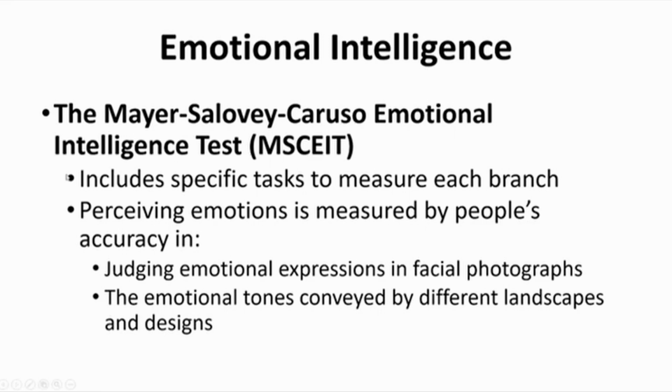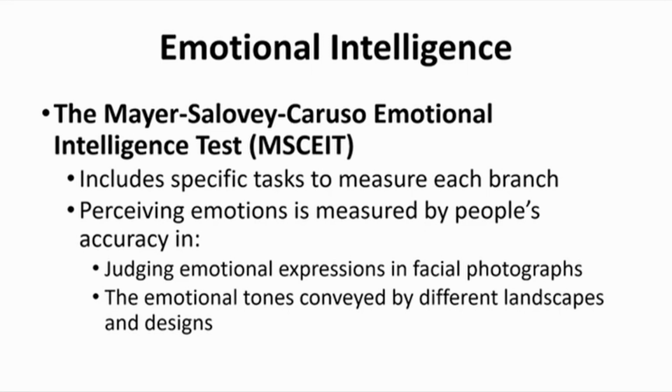But their test of intelligence would include specific tasks that allow you to measure each of the 4 branches of emotional intelligence that they proposed. So the first branch of emotional intelligence is perceiving emotions. And so we can evaluate your ability to perceive emotions by checking the accuracy in judging emotional expressions in facial photographs. So if you're shown a bunch of pictures of people, can you tell which ones are happy, sad, angry, fearful?